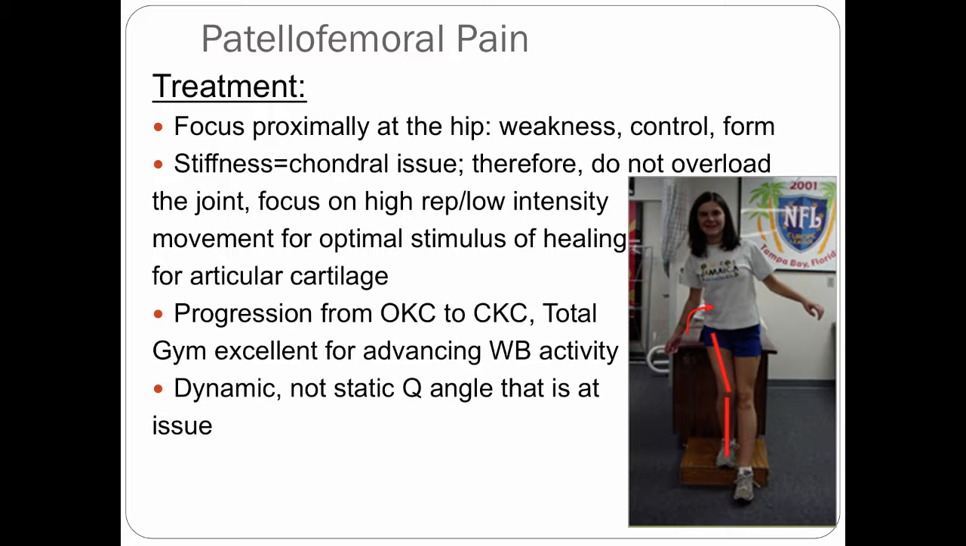So you know about the static Q angle. I think we've discussed this before. We don't really look at a static Q angle; that's really not our issue. It's the dynamic Q angle. You can see how, as she steps down, her Q angle increases here. The pelvis rotates because of weakness. So that's really our focus, to be able to keep the hip, knee, and foot all in line as she squats down off of the box.